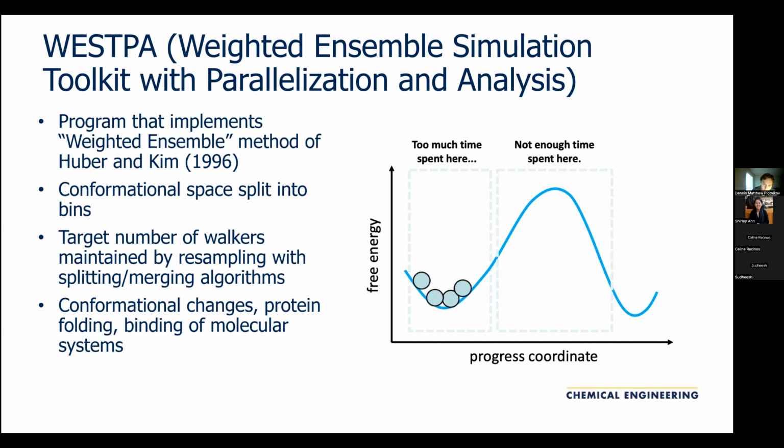The weighted ensemble method takes care of that by first splitting the space into bins and then forcing a target number of walkers, which just means simulations, or they're also called trajectories. It all means the same thing, I think. So it forces a target number of walkers within each bin, and that way we can more efficiently sample the regions of interest. This method is used for conformational changes in the structure of molecules from environmental changes, protein folding, and binding of molecular systems.